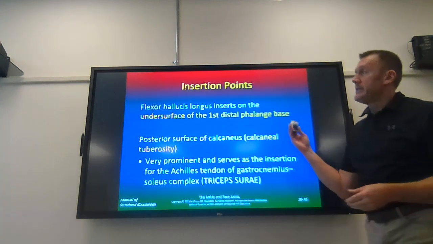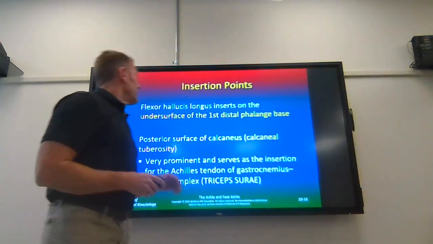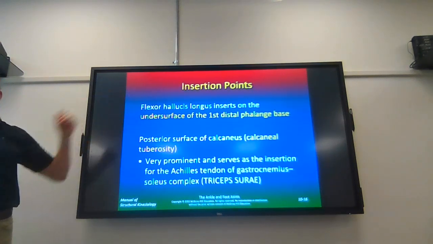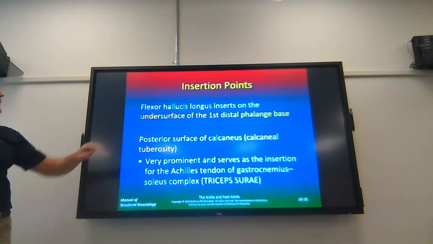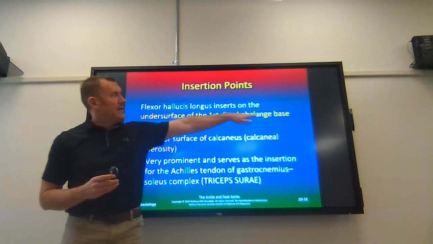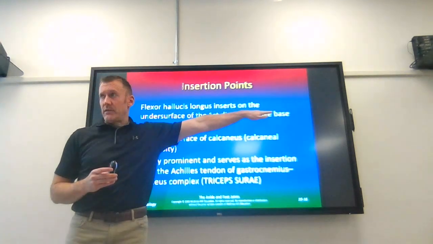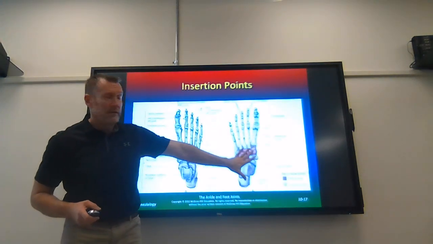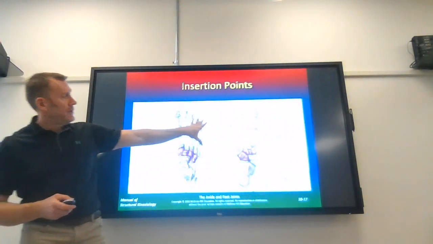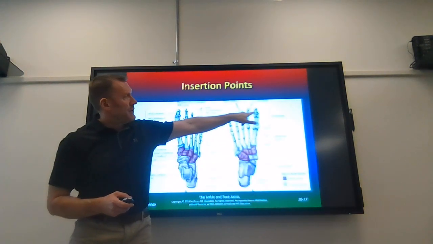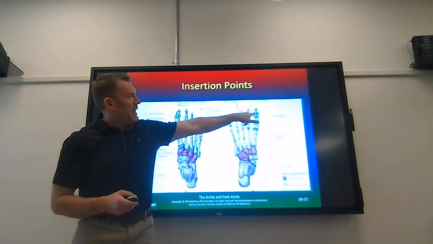Okay, so number 8 is the flexor hallucis longus. So that's going to be on the bottom again, so on the right part of your diagram, that's going to be the undersurface of the first distal phalange base. So you're looking at the undersurface, which is this part right here for the right foot. This is the top of the right foot, bottom of the right foot. The flexor hallucis longus is going to be the base of the first distal phalanx right in here.